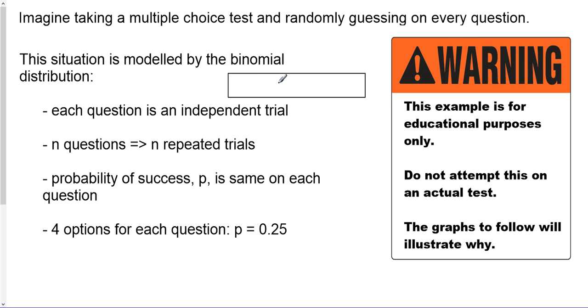This situation is modeled by the binomial distribution, because each question can be thought of as an independent trial. There are n questions, so we have n repeated trials on our test. The probability of success, if we're randomly guessing, is the same on each question. Let's say we have 4 options for each question, so the probability of getting one right is 25%, or 1 in 4, or 0.25. So we can take this situation and figure out the probability distribution that models this using binomial theorem.